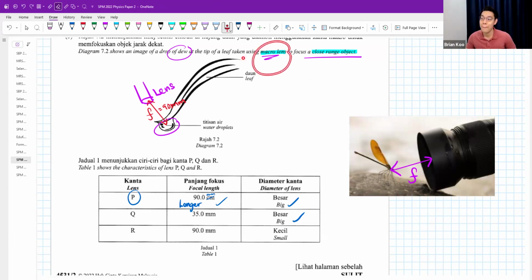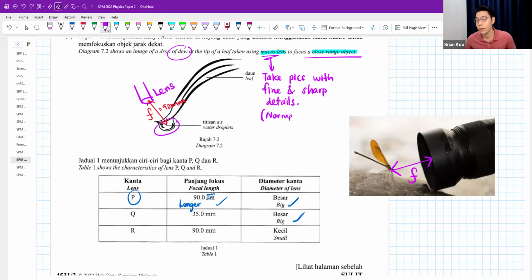Remember, the goal of this is what? Just to take pictures with very, very clear details. A macro lens normally is not trying to zoom in, not trying to magnify the object. A macro lens is just trying to take pictures with sharp details, with very fine and sharp details. Normally, not to zoom in.